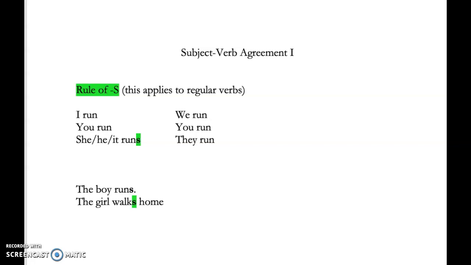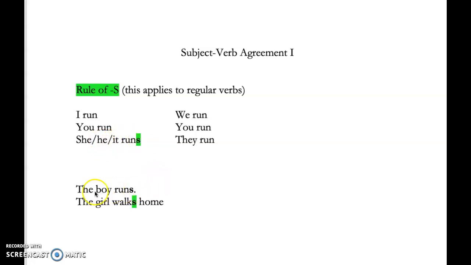But I use that term, the rule of S, to remind us that while most verbs are not changed depending on who's doing them, I run, you run, we run, you run, they run, the third person singular verb, in other words, she, he, or it, will take an S. So she runs with an S, he runs with an S, or it runs with an S.